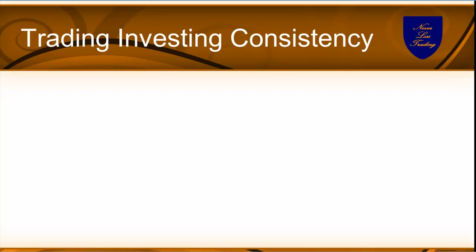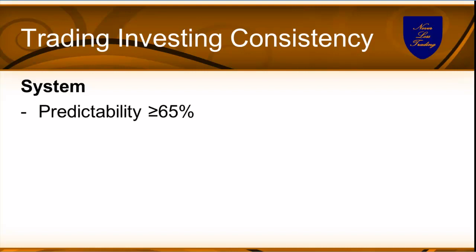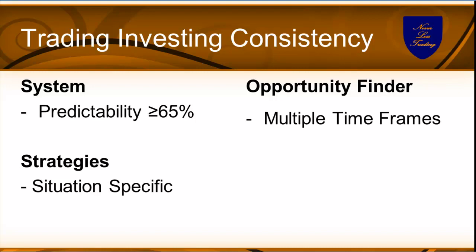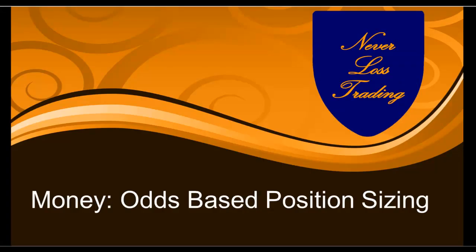With that, we want to summarize here. Investing and trading consistency derives from putting together a system with high predictability, clearly cut strategies that you apply based on a chart situation, and you need an opportunity finder with multiple time frames. You saw we talked about weekly charts, daily charts, 20-minute charts, clearly defined entries, exits, and stops, and trading with the odds in your favor. We are helping you to manage the complexity of trading by knowledge and by system-based decisions.